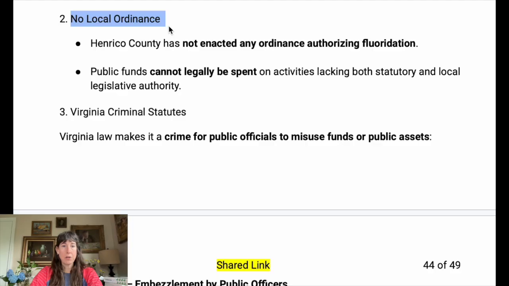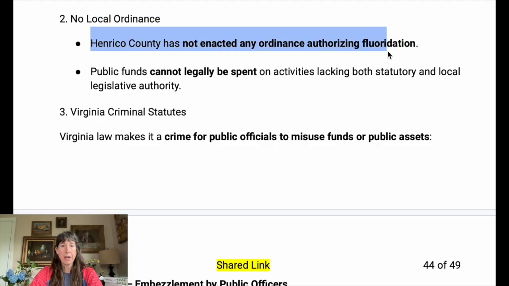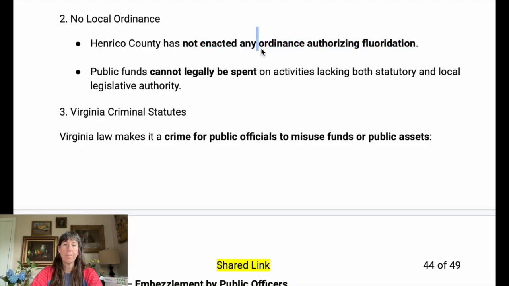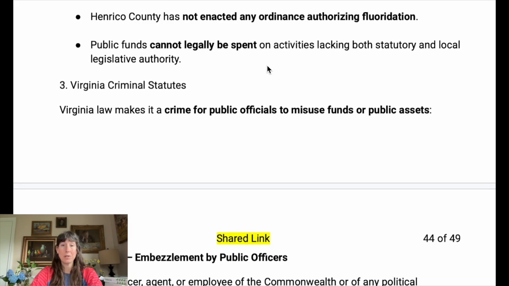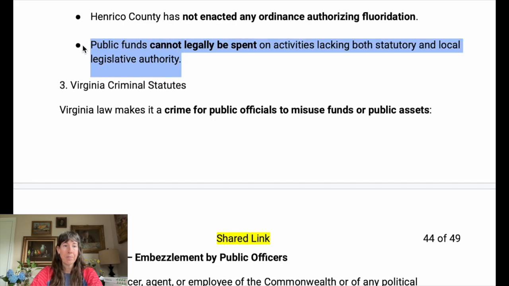No local ordinance. Henrico County has not enacted any ordinance authorizing fluoridation. Now, because the law doesn't allow them to put fluoride in the drinking water, even if they passed an ordinance tomorrow, it would not magically make it lawful. It makes it that much worse that they don't have an ordinance. Okay, they did not even attempt to do this on the up and up.